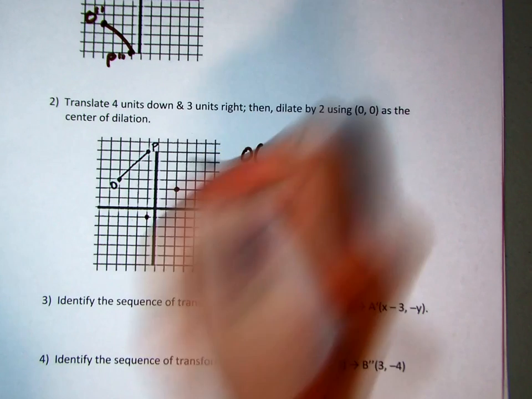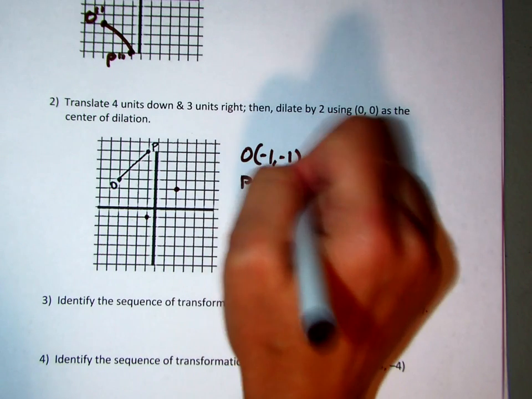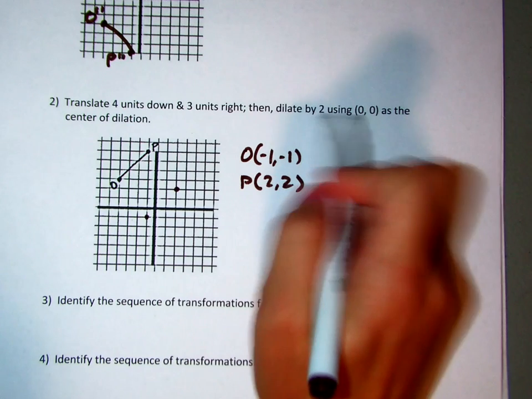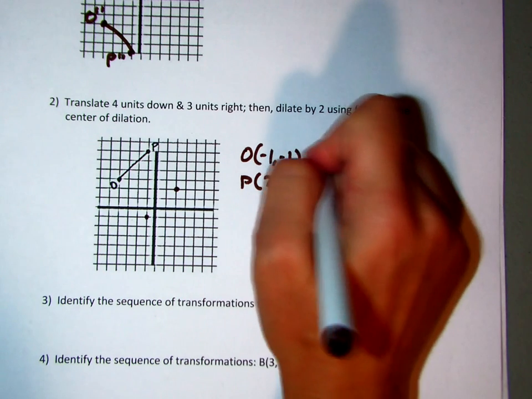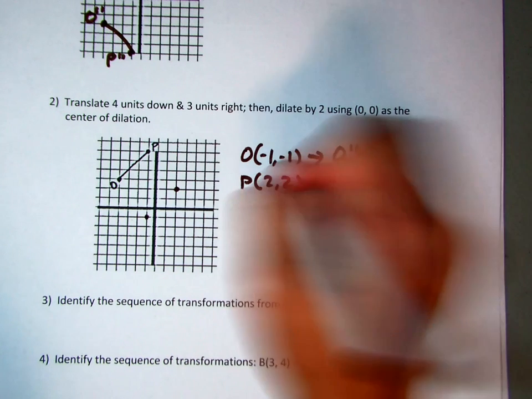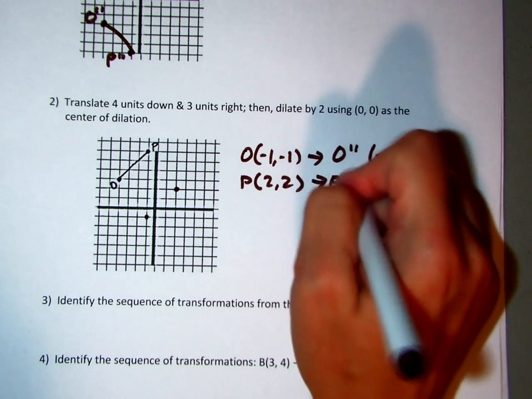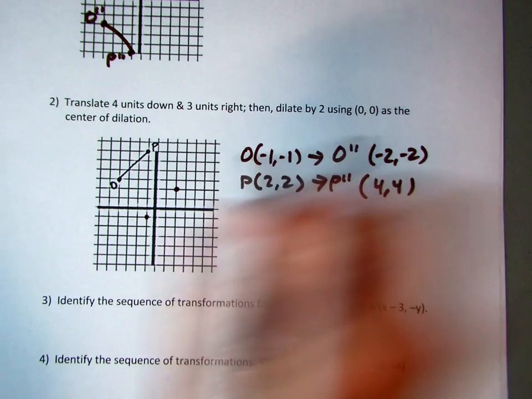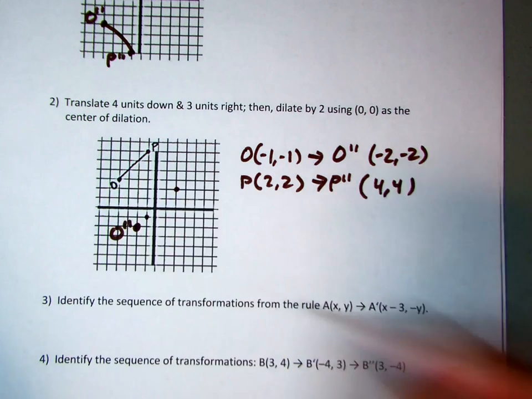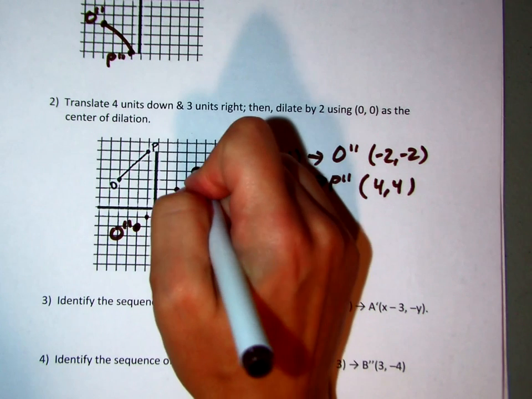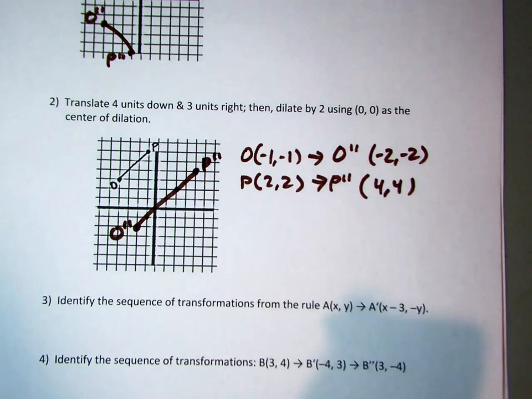So currently my O is at negative 1, negative 1, and P is currently at 2, 2. We're going to dilate it. It says to use 0, 0 as the center of dilation, and we're using a scale factor of 2. So now to get our O prime prime, we're going to multiply this by 2, so negative 2, negative 2. And to get our P prime prime, we're going to get 4, 4. So let's plot those points. So here's negative 2, negative 2, and we can call that O prime prime. P is at positive 4, which is P prime prime. And now we can just connect our dots there, and there's our final image.